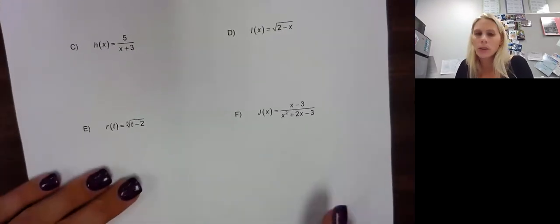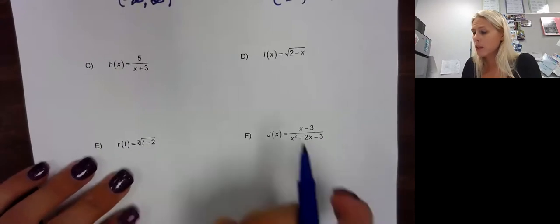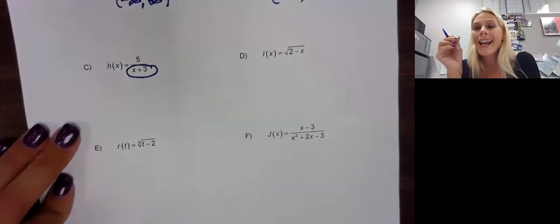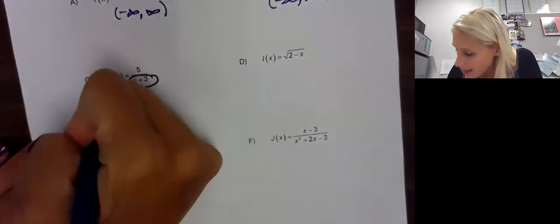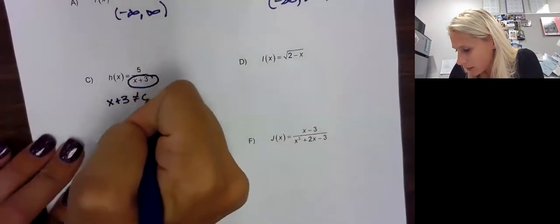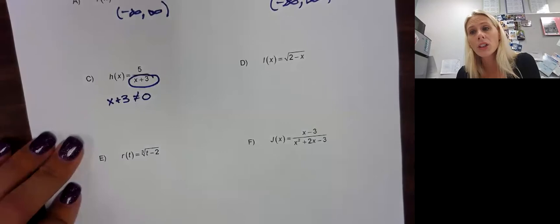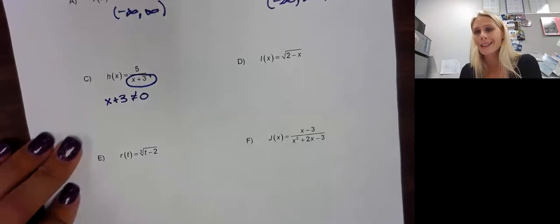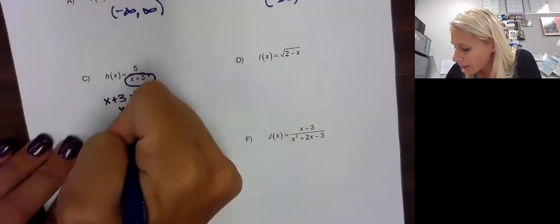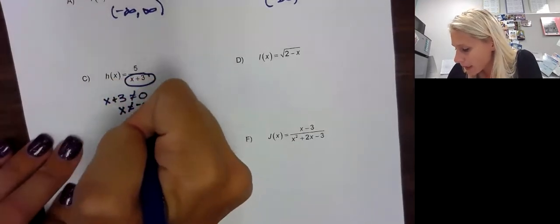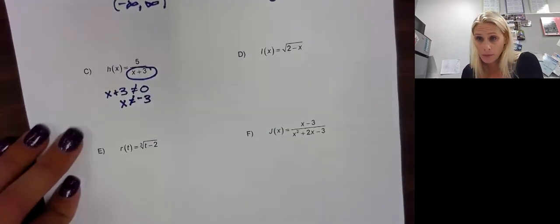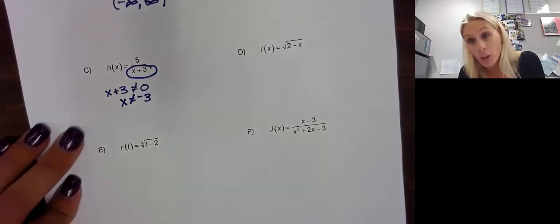C, h of x equals 5 over x plus 3. Oh, here we go. We see the denominator. And what can't the denominator be? The denominator can never equal 0. So what we're going to do is solve and figure out what x cannot be in our domain. So subtract 3 from both sides. So x cannot be negative 3. We are then going to write that in function notation. Okay, not function notation, interval notation.